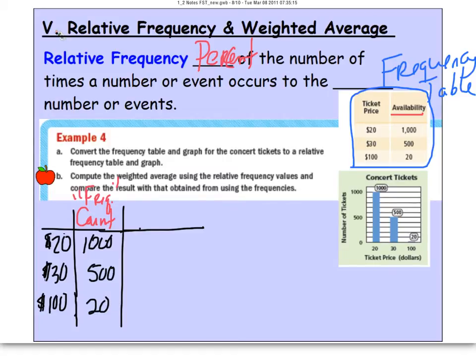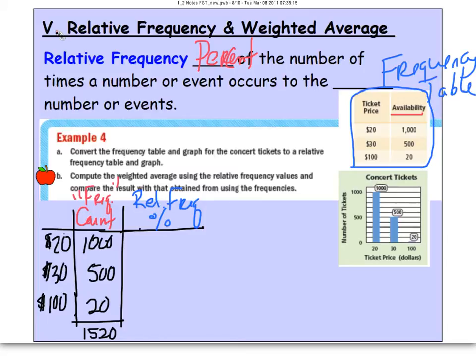So what they want us to do now is a relative frequency. And what that is, is just a percentage. So the relative frequency is a percent of total. Well, I'm going to come down here and say there's 1,520 tickets. So if they want a relative frequency, what are you going to put for the percent?